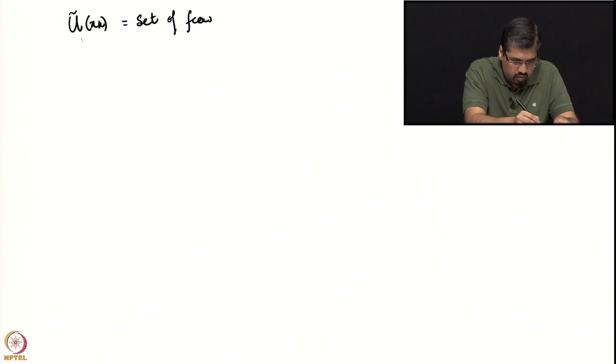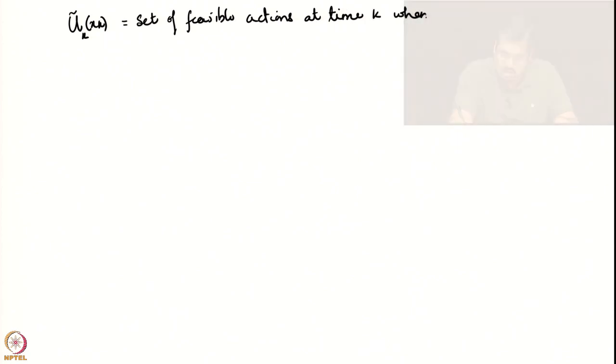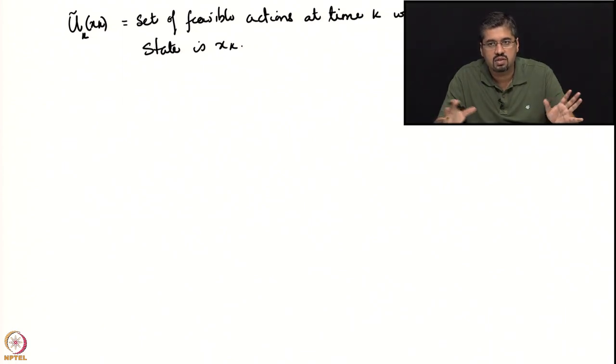So there are problems where you can define another set U tilde k of x k. This is the set of feasible actions at time k when the state is x k. So when the true state is x k and when you are at time k, the actions that you can choose have to be from the set U tilde k of x k.